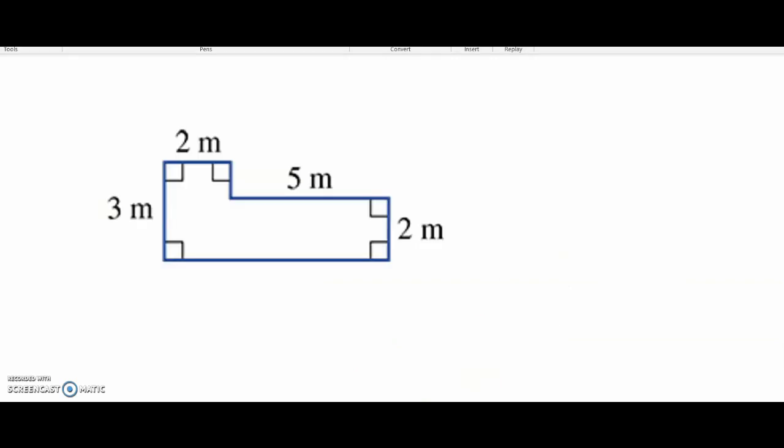For this second example, we have a little bit of a different shape. It's a composite shape, an irregular shape, and we aren't given all of our measurements. But again, we're just trying to find how much all these side lengths add up together, and that is going to be equal to our perimeter.